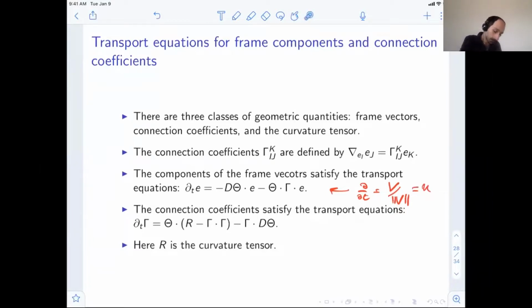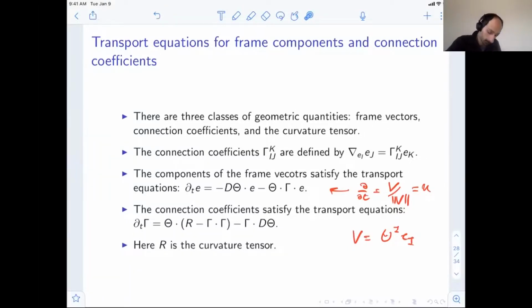Okay, so dt of E is at the level of one derivative of theta. Again, remember V was theta i pi, so this theta we should think of as the fluid velocity essentially. So it's at the level of one derivative of the fluid velocity. What about the connection coefficients? One time derivative of them is again at the level of one derivative of the fluid velocity and the curvature tensor. Here this R is not the scalar curvature, it could be an arbitrary component of the curvature tensor. So that's the regularity of the connection coefficients and the frame coefficients.